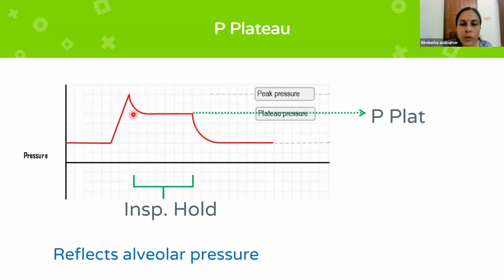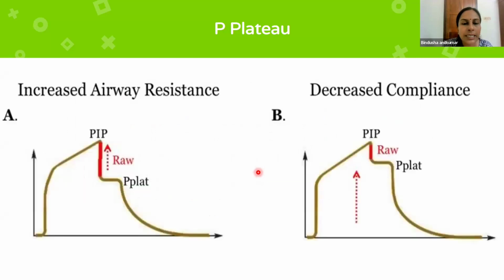And P plateau is the pressure which represents the alveolar pressure. Okay. So the P plateau can be measured only when there is no flow. So in pressure control ventilation, it can be measured only if we apply the inspiratory hold, and it reflects the alveolar pressure. There are different types of P plateau.